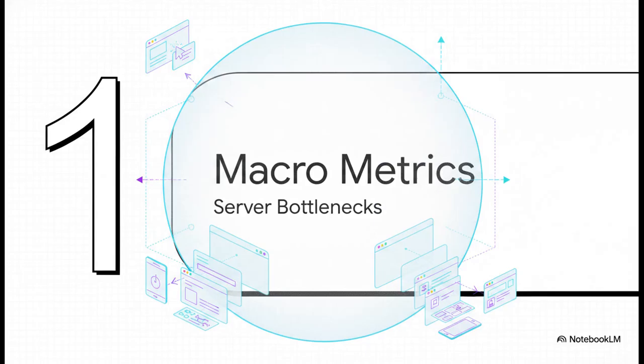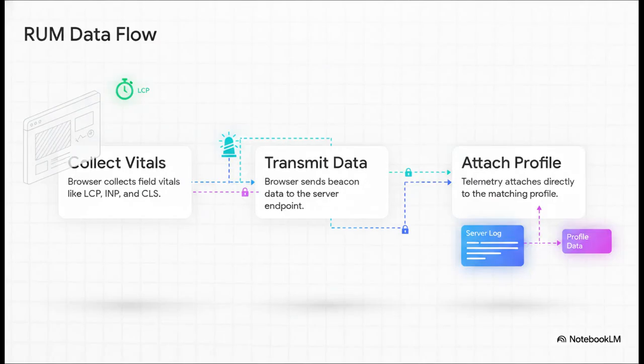Section 2. Macro metrics and time splits. Understanding the user experience and server bottlenecks. Let's start right at the top with the macro view. This new RUM data flow, which stands for Real User Monitoring, acts like a telemetry beacon. It actually captures what your real administrators are experiencing, rather than just what the server assumes is happening.